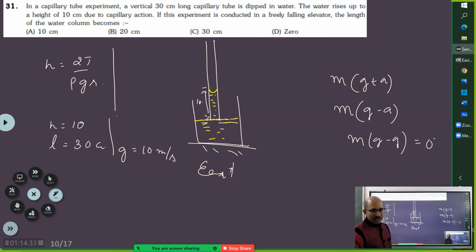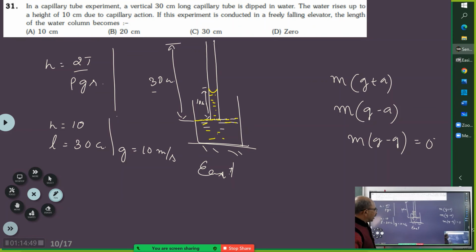No, I have a reason to show it like this. This height of the tube is 30 centimeters. This is 10 centimeters. You will understand. Okay, got it, friends? Hello?